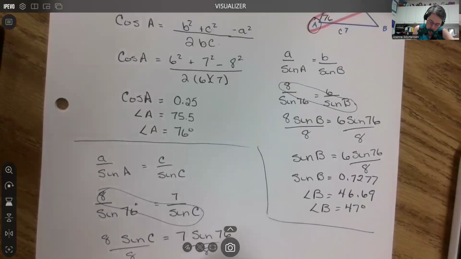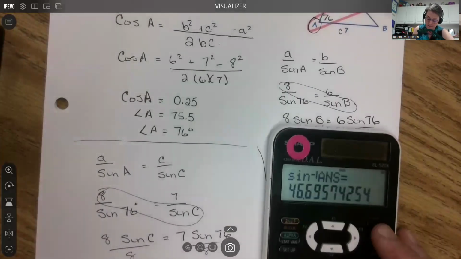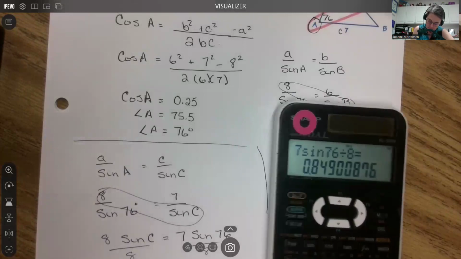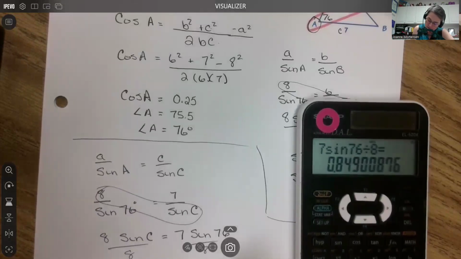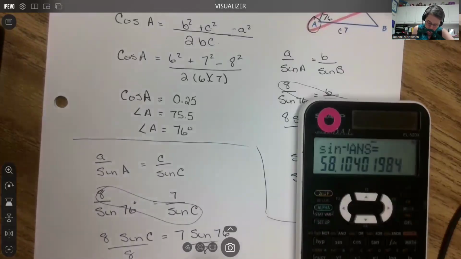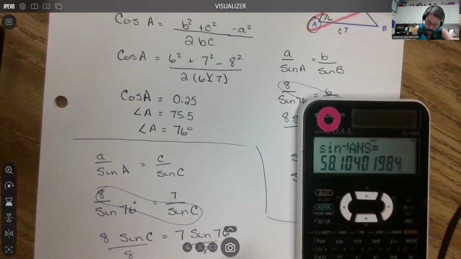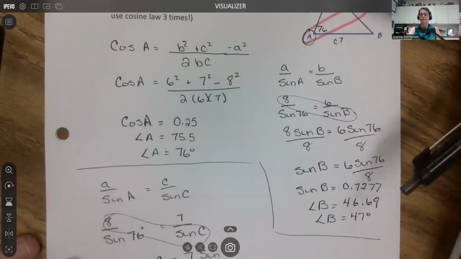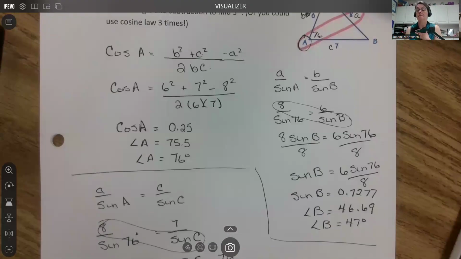Sine C is equal to, I don't need to rewrite that. I remember that from last time. All right, 7 sine 76 divided by 8. Boom. 0.8490, second sine, and angle C is 58 degrees.